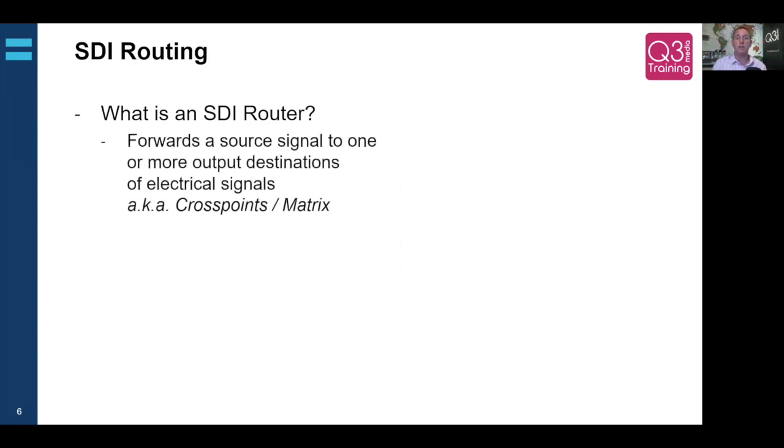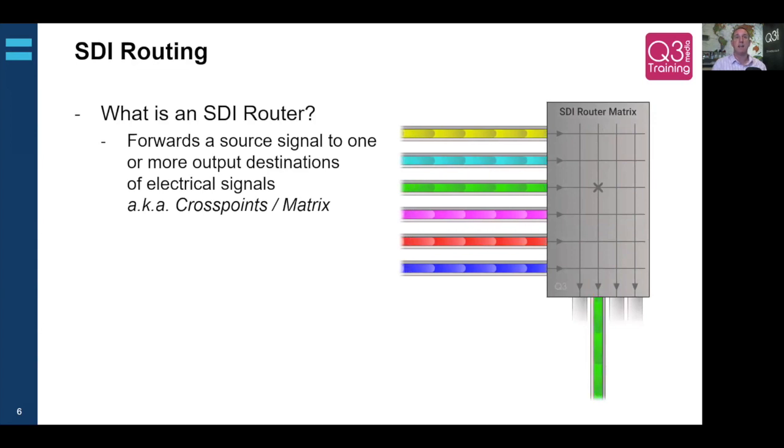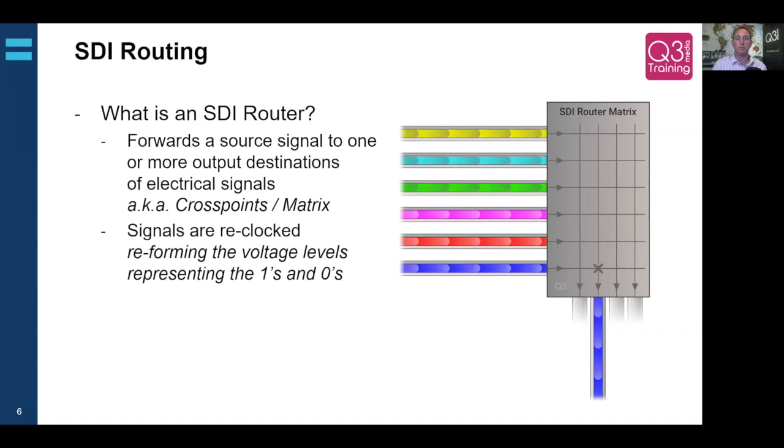So how do we route SDI around a facility? We do that with a router. And a router is simply a device that forwards a source to multiple destinations, or even just one destination. We sometimes refer to those as being cross points. This is how I've shown it there, a little cross connecting a source to a destination. And you'll also hear the term matrix being referred to. These are all kind of interchangeable terms.